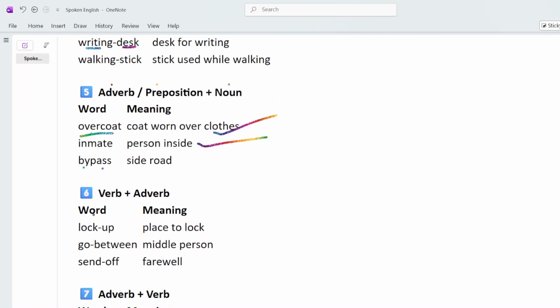So the next point for today, or the next type of compound words, is a verb and an adverb. You're going to make friends between these two, a verb and an adverb. Okay, lock up. Lock up, a place to lock something. Go between. Go between, the middle person. Send off. Send is a verb, off, farewell, send off. All right.